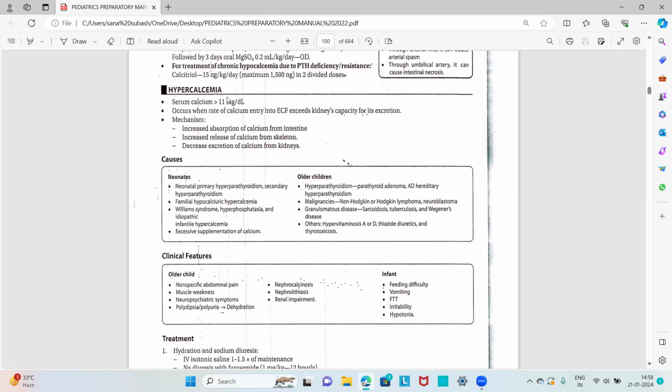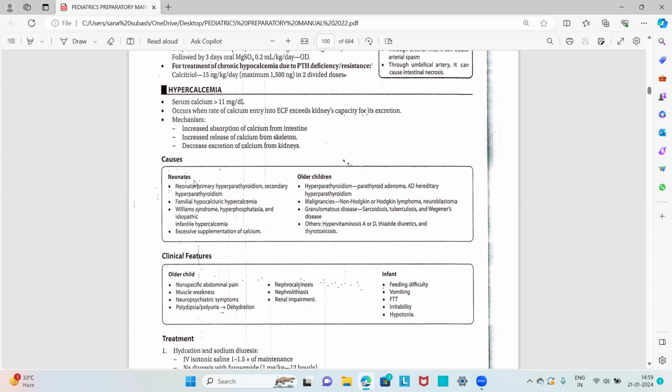Here the serum calcium level greater than 11 milligram per deciliter is called hypercalcemia, and it occurs when the rate of calcium entry into the extracellular fluid exceeds the kidney's capacity for its excretion. Therefore, there will be accumulation of calcium. The mechanisms are increased absorption of calcium from the intestine, increased release of calcium from the skeleton by bone resorption, and decreased excretion of calcium from the kidney. So these are the mechanisms which contribute to hypercalcemia, resulting in accumulation of calcium.